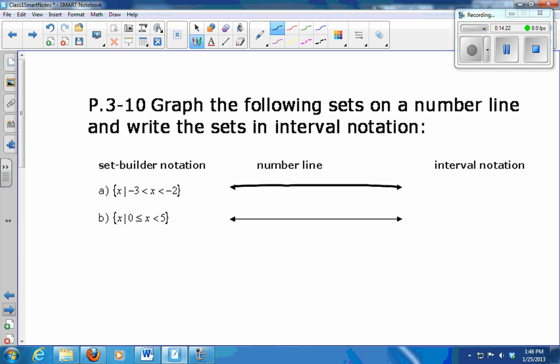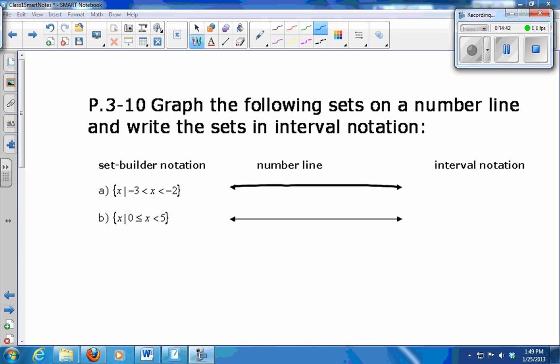So in your groups, I want you to graph each set. I've given it to you in set builder notation. I want you to draw a graph of it on the number line and write it in interval notation. And if you're stuck, raise your hand. I'll come around and help you.